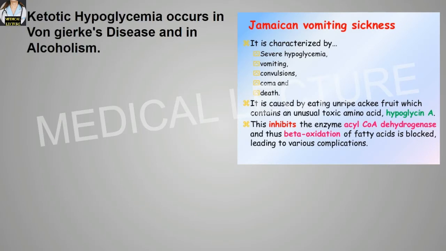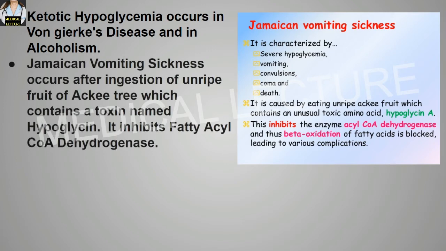Ketotic hypoglycemia occurs in von Gierke's disease and in alcoholism. Jamaican vomiting sickness. Now what is this? It occurs after ingestion of the unripe fruits of the ackee tree, which contains a toxin named hypoglycin. This basically inhibits the fatty acyl CoA dehydrogenase enzyme.